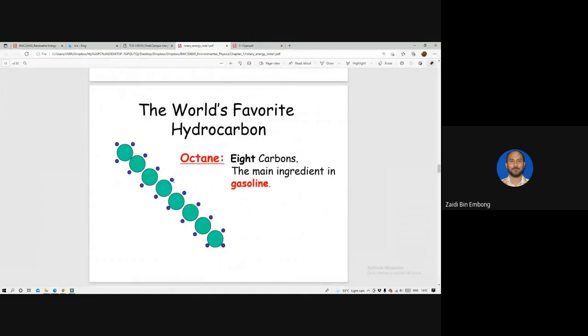Now, talking about the world's favorite hydrocarbon, it is octane. This is the best one. When buying octane, Dr. Octopus, if you watch Spider-Man, octopus, because it has 8 legs, 8 hands. Okay, 8 carbon. Octane means 8 carbon. So we have 8 chains here. So when you burn this octane, you have more power, more energy. Okay?